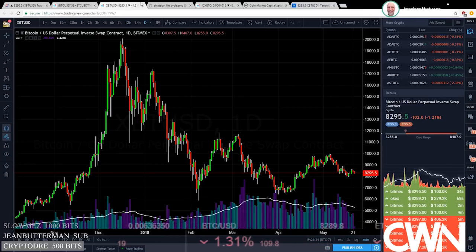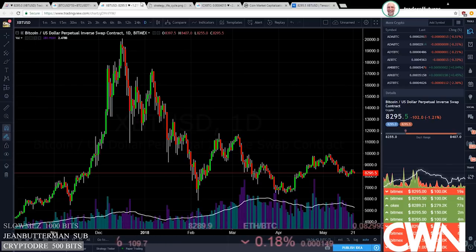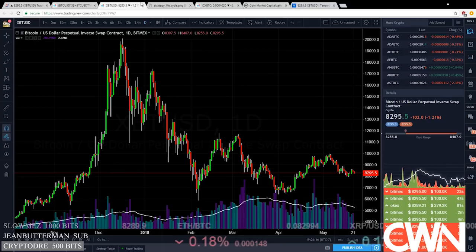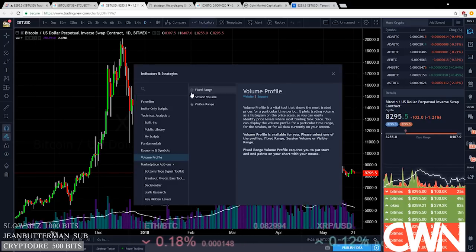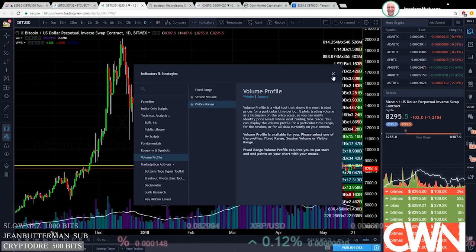And then I would add my volume profile, and I would proceed to create the structure of the market. And well, I'll do that. Visible range.